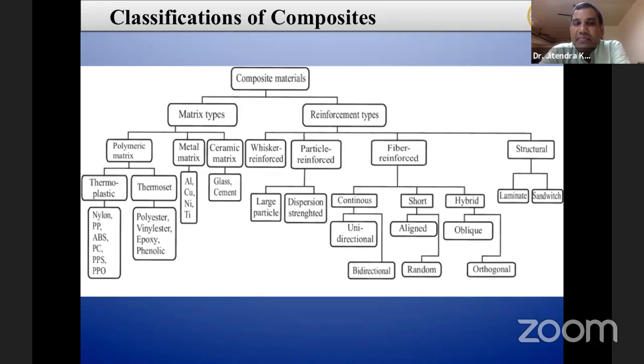We generally prefer the metal matrix composite brakes. So this is one application of that particular metal matrix composite. And in ceramic metal composite, like glass or cement type, that cement is widely used in our construction purpose, glass is also used. So that is a matrix.